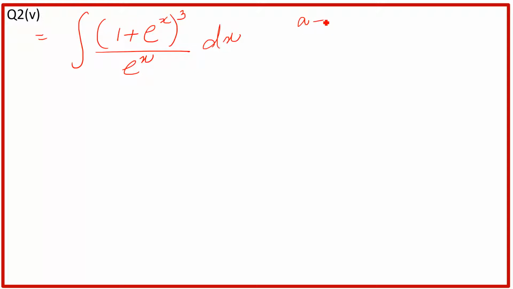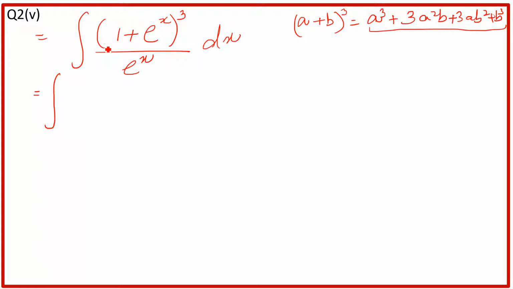Here we are going to use the formula (a + b) whole cube, which is equal to a^3 + 3a^2 b + 3ab^2 + b^3. So just follow this formula. You should know how to expand (a + b) whole cube in order to solve this question. So see, we will start.